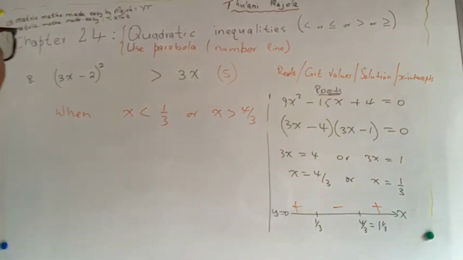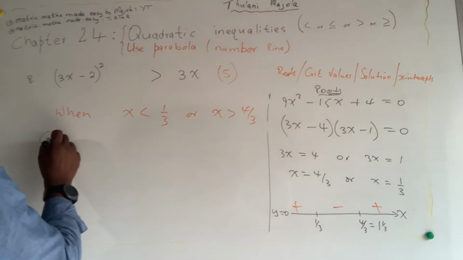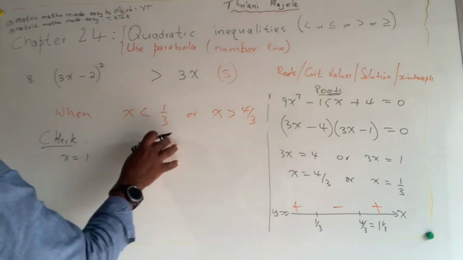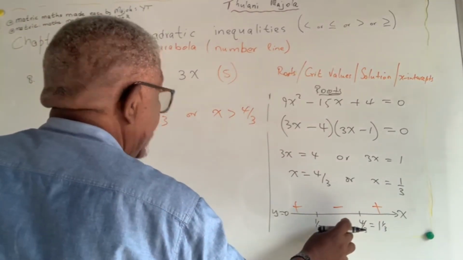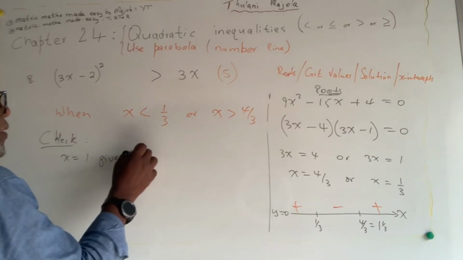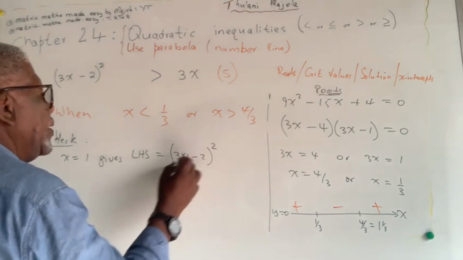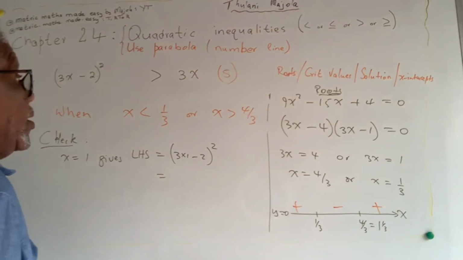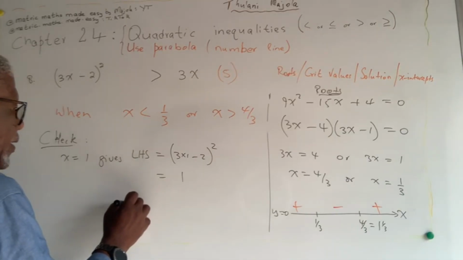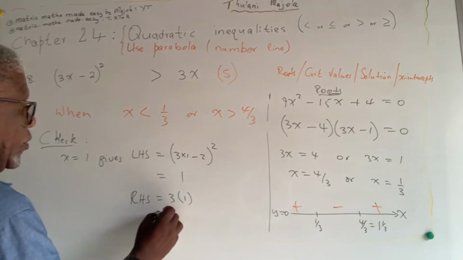And then we can check. Yes, you can check that. So let's use x equals 1. X equals 1 shouldn't satisfy it, because 1 is in between, so the left hand side should be less than the right. So x equals 1 gives left hand side equals 3 times 1 minus 2 all squared, which is 3 minus 2 is 1, squared is 1. And then the right hand side will be 3 times 1, which is 3.